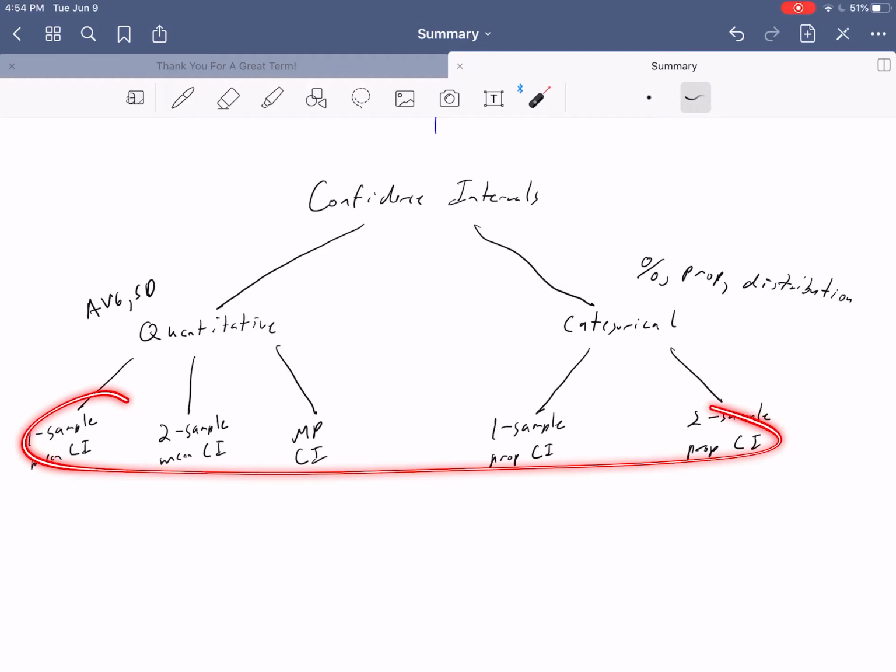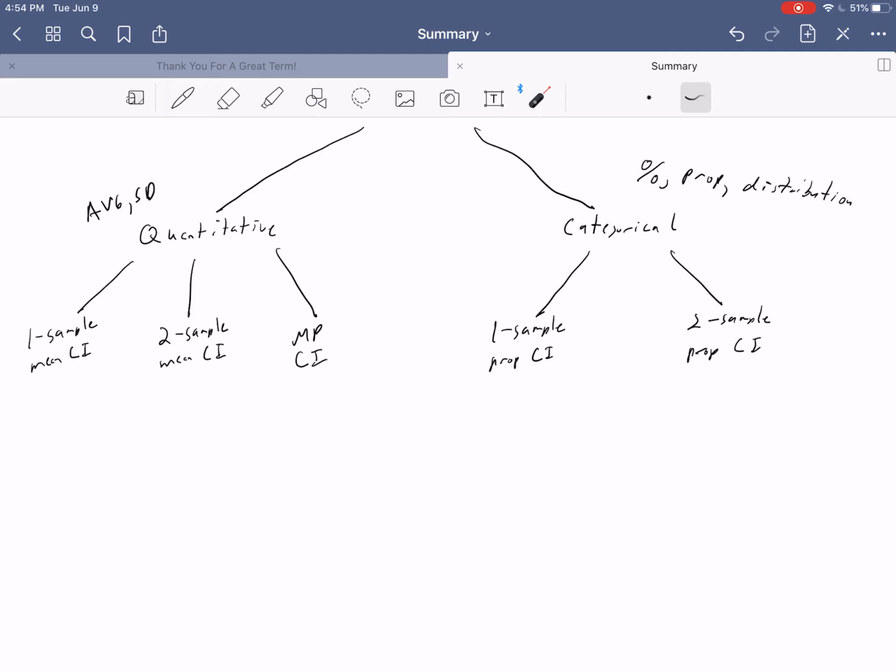So let's talk about what each of these 5 procedures is used to do. Remember, all confidence intervals exist to help you estimate some unknown population parameter. So as we describe each of these, it's always going to be about estimating something. So here you want to estimate an average of a population. So if you want to just estimate a single average of a population, you want to use a 1 sample mean confidence interval. If you want to estimate the average difference between 2 populations, then you want to use a 2 sample mean confidence interval.